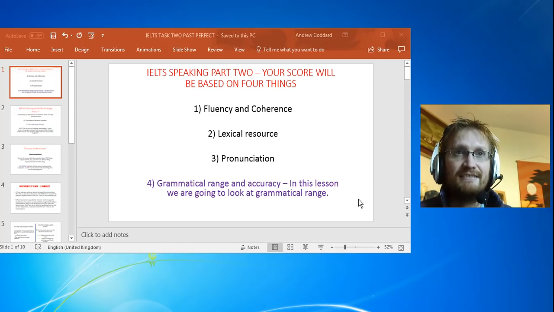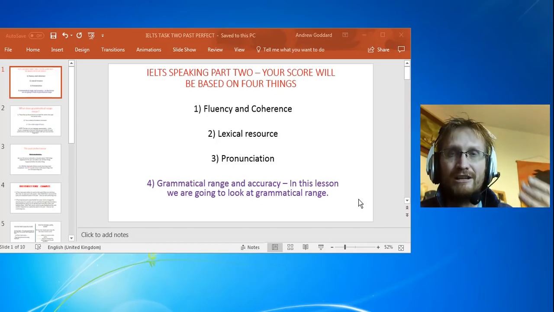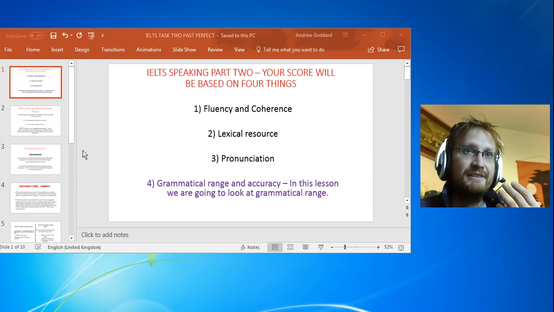In this lesson, we're going to be looking at grammatical range, and I am going to show you how you can make sure that you use the past perfect tense in your answer to pretty much any Task 2 question. I'm going to show you a method that you can use to make sure that you can do this.